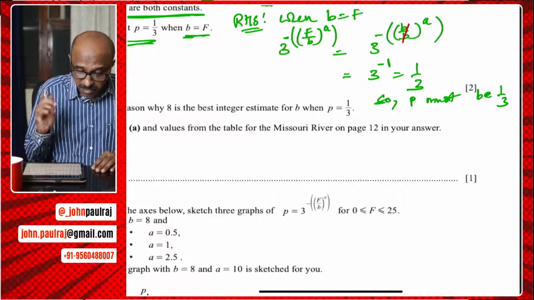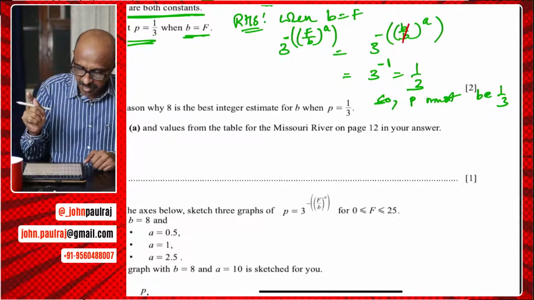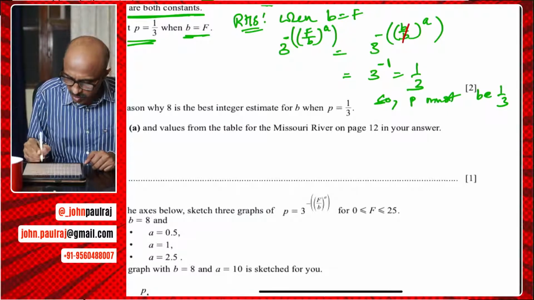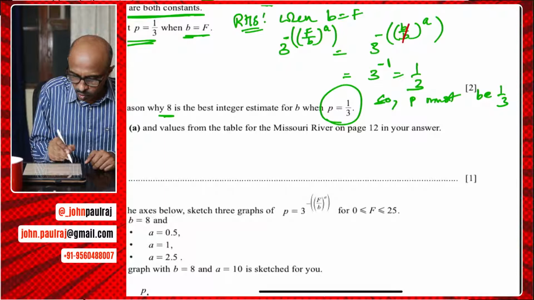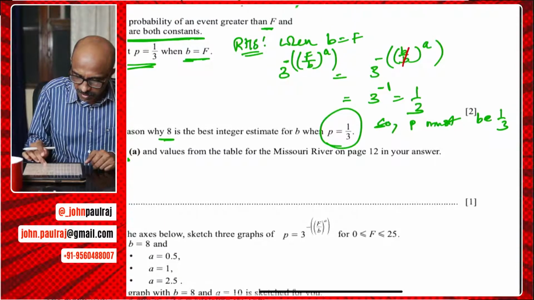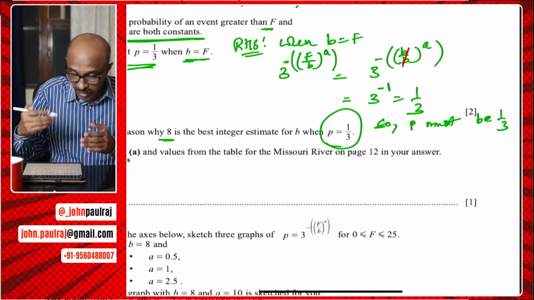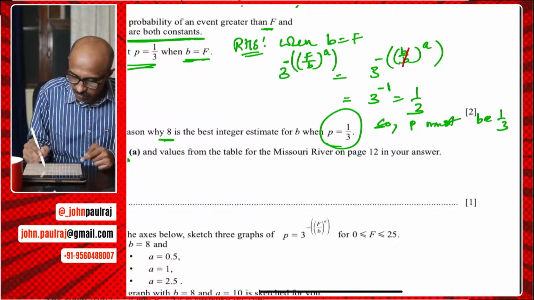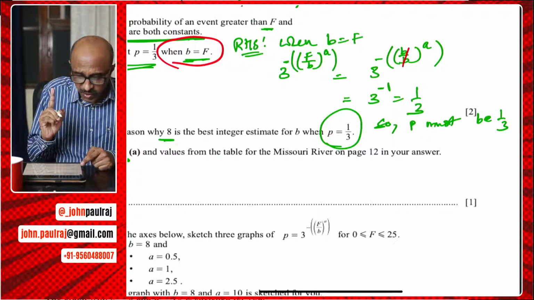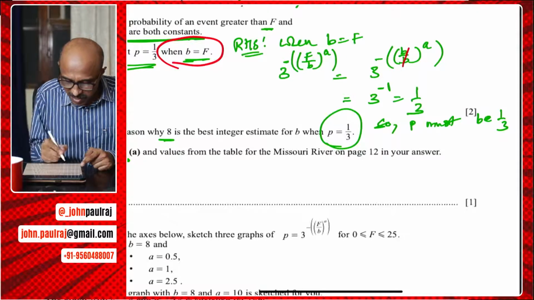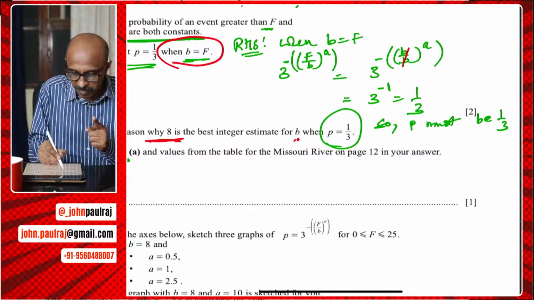Part B says, give a reason why 8 is the best integer estimate for B when P is equal to 1/3. Use part A and values from the table for the Missouri River. Okay, so we need to use a table and something from part A. So when P is equal to 1/3, remember there's another condition here: B is equal to F, and F is the flow. So they're saying why 8 should be the best estimate for B. That means the flow is 8.